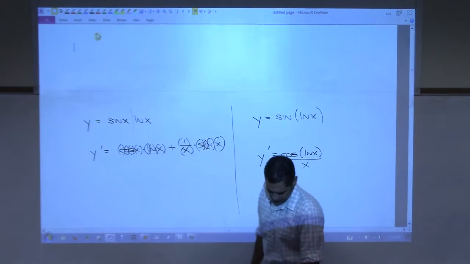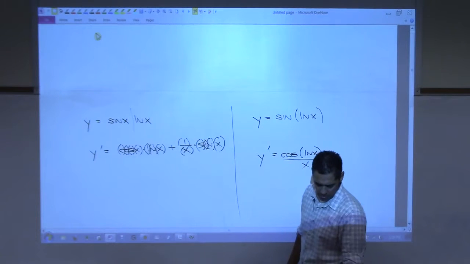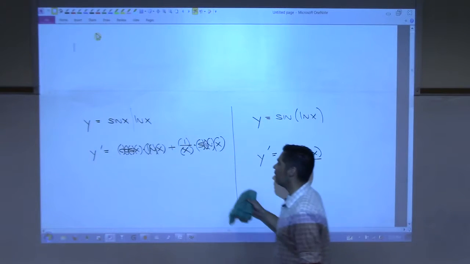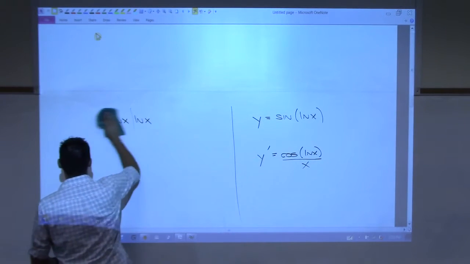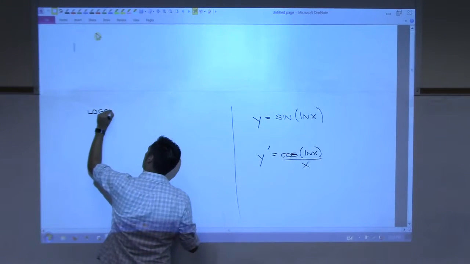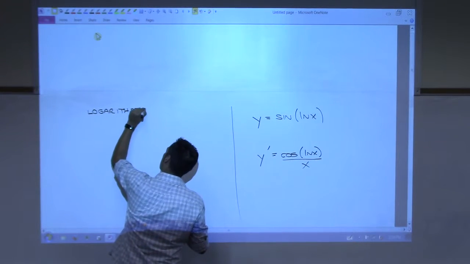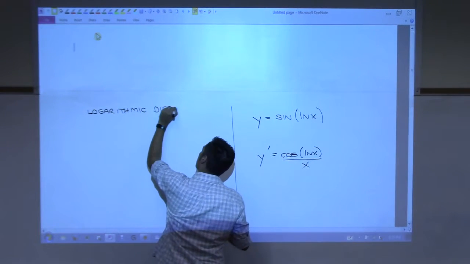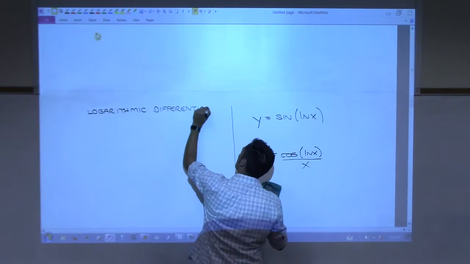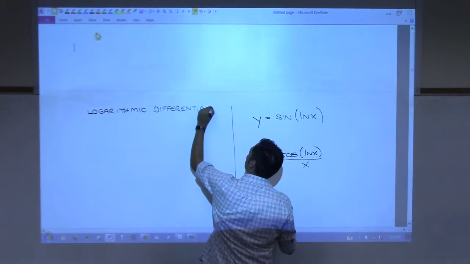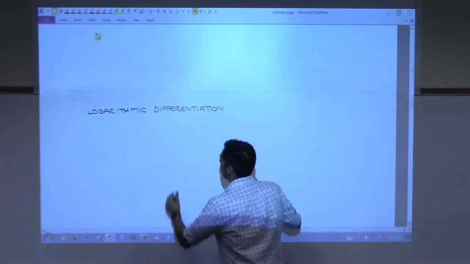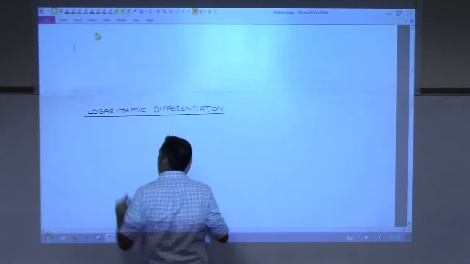All right. I think that gives us enough to move into the next concept of this section. And this is a really, really important concept. Really important. Oh, hold on. Differentiation. Okay. Logarithmic differentiation.